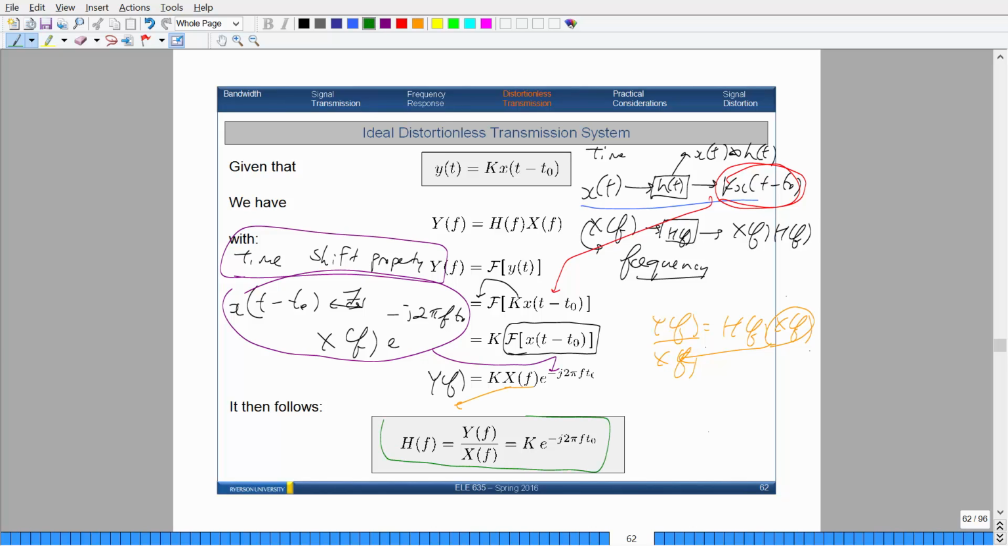So this is what it would look like in frequency domain. What this is saying is that for all frequencies, the channel should multiply each frequency component by some constant k, and it should do it for every single frequency value that you have. Also, there's going to be a linear phase shift by 2 pi t naught. So there's going to be a slope of negative 2 pi t naught for the phase. So this is what it looks like.